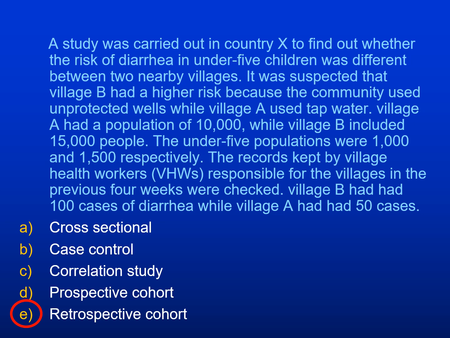But because we are searching in the records of the last 4 weeks and we started in the present searching for what happened in the past, it is a retrospective cohort. Here, as you see, the temporal relationship is preserved. The exposure to the tap water and to the unprotected well were previous to the occurrence of diarrhea among those who are under 5. So these are new cases. It's an incidence and it is a retrospective cohort study.